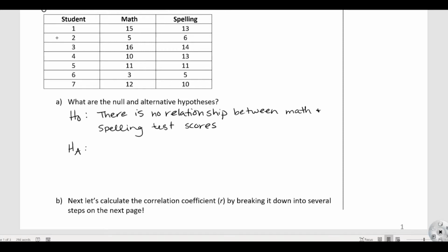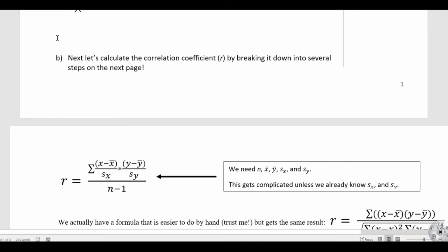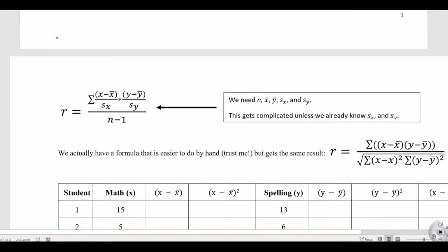So instead of there's no relationship, we would say there is a relationship between math and spelling test scores. So one of these two cases has to be true, and we're going to calculate the R value for this sample of 7 students and say, is that R value that we get big enough that we think that the null hypothesis is not actually true, that it is the alternative, that there is a relationship. So our next step is to calculate it, break it down.